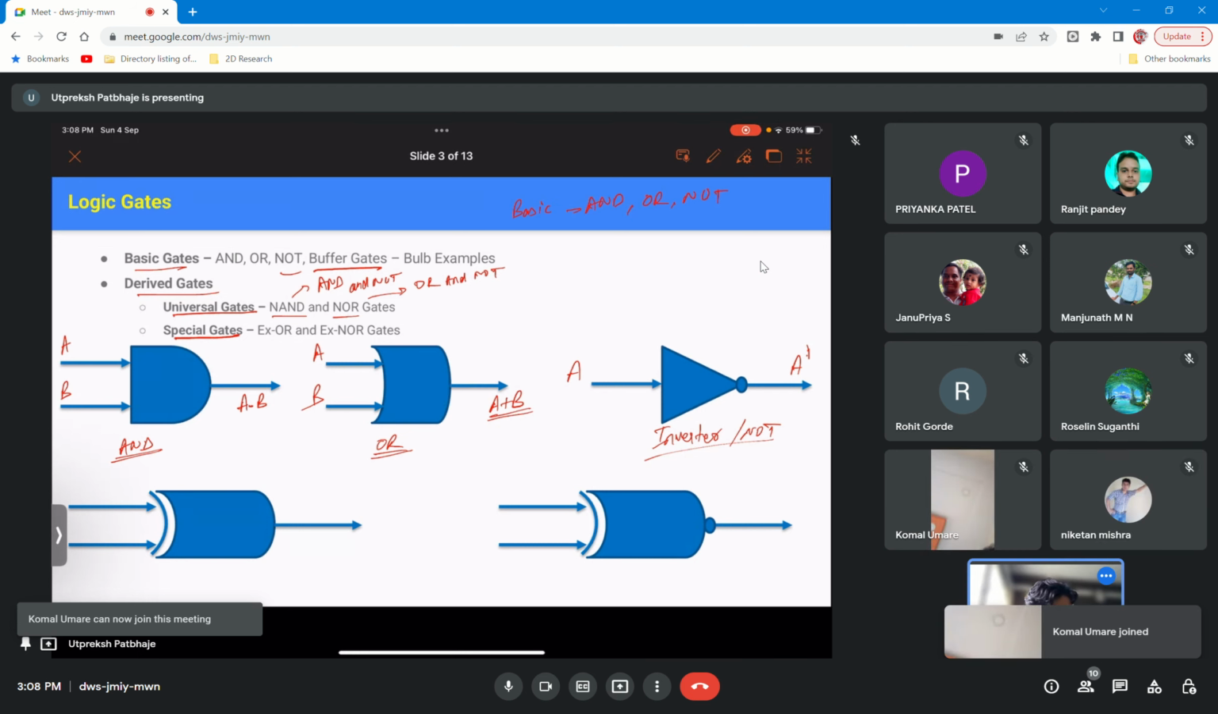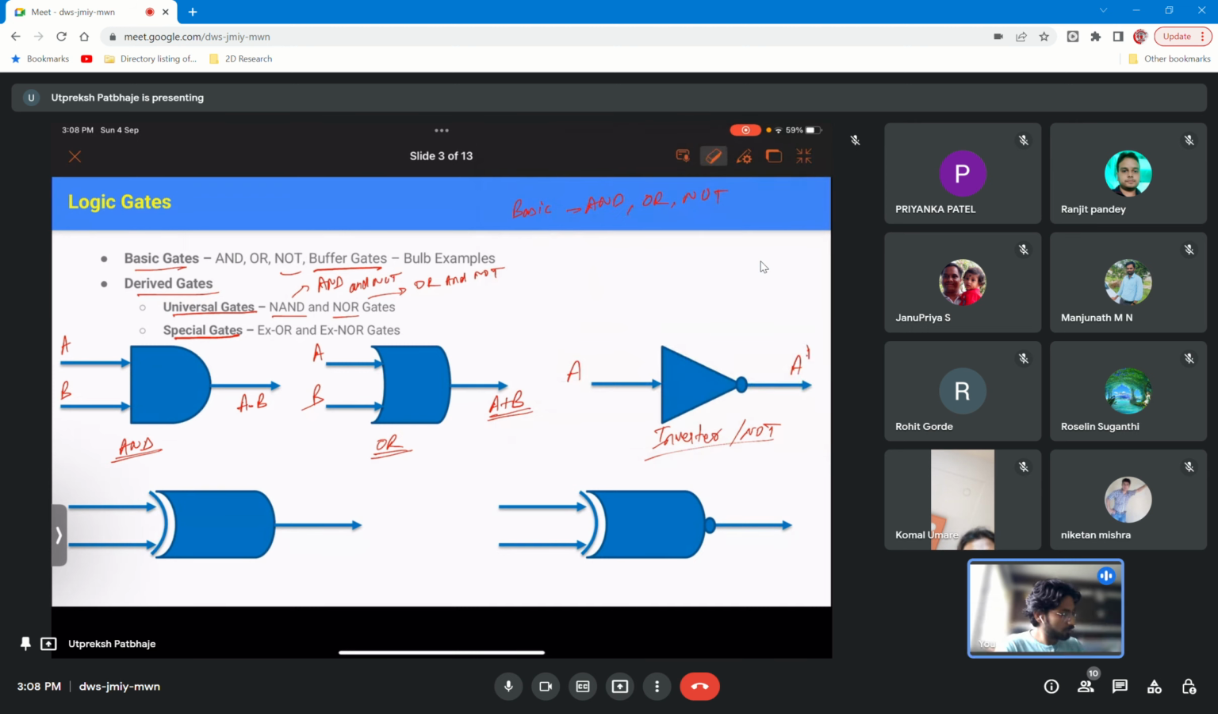So this is a schematic for NAND. In a NAND gate, simply the AND gate and a bubble function is applied. This bubble is nothing but an inverter. So AND becomes NAND and its output becomes A dot B whole barred.